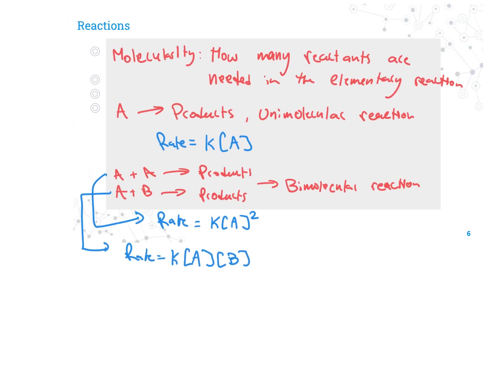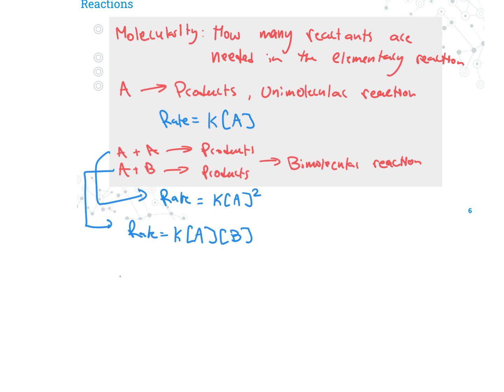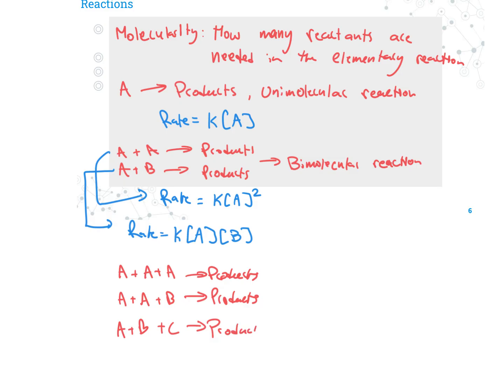Now, we don't often see this, but there are examples of it. And this is the case of 3 things reacting together. We can have A plus A plus A, we can have A plus A plus B, or A plus B plus C. All of these, of course, go to some products. It does not matter how many products. All that matters is how many things start in your reaction. We call this a termolecular reaction.